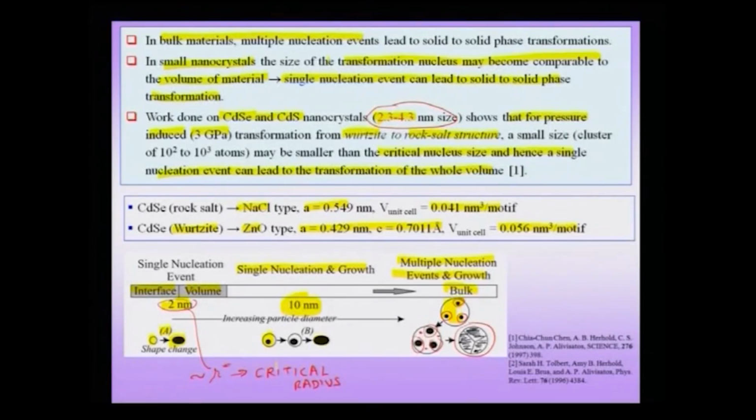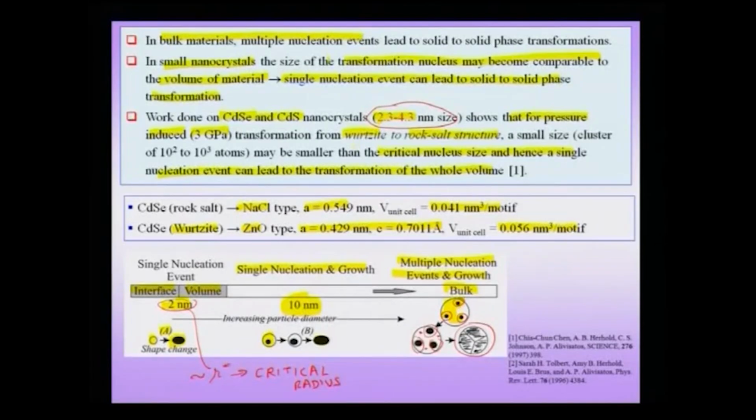So, let me summarize this very important slide. Since R star, which is the critical nucleation radius, is of the order of nanometers, typically 1 nanometer or, say, maybe 10 nanometers in some systems, let us assume a system like CdSe or CdS, wherein it is of the order of 1 nanometer, then a single nucleation event can lead to a phase transformation, which is unlike the bulk crystals.